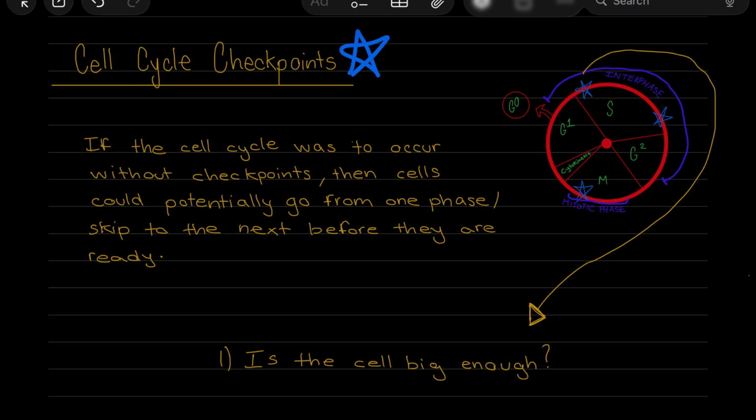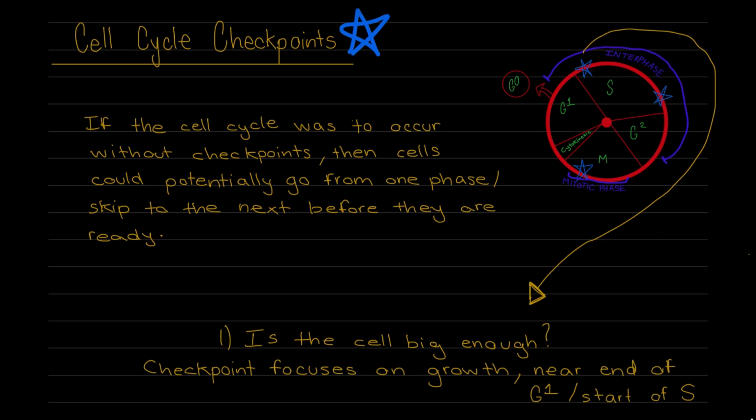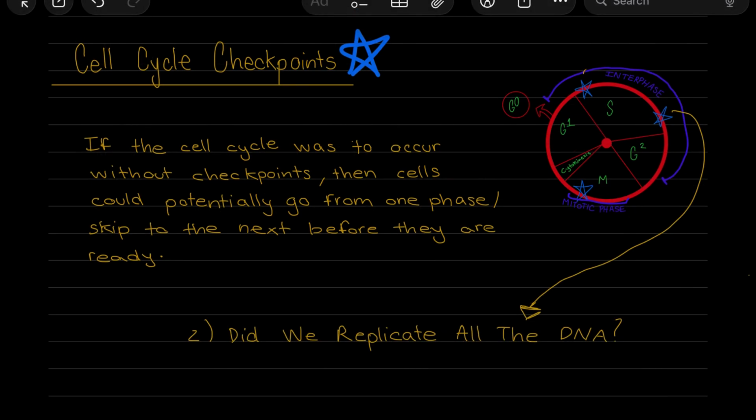The first checkpoint makes the cell ask itself, is the cell big enough? This checkpoint focuses on growth, and it is between the end of phase G2 and start of S phase. The second checkpoint makes the cell ask itself, did we replicate all the DNA? This checkpoint focuses on DNA replication, and it is at the end of the S phase.